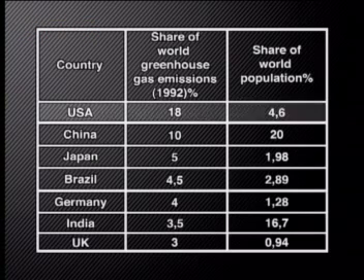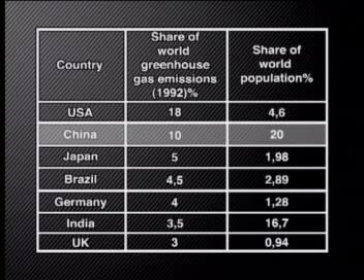Do you notice that the USA, for example, contributes 18% to the total world greenhouse emission, but has only 4.6% of the world's population? Other countries have a higher percentage of the world population and yet do not emit as high a proportion of the world's greenhouse gas. China is an excellent example. About 1/5 of the world's people live here, but are only responsible for about 10% of the world's greenhouse gas emissions. So clearly, population size is not the only factor to be considered.